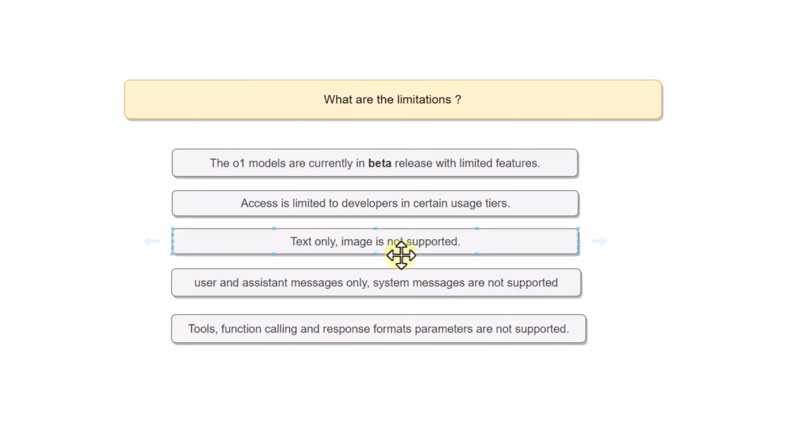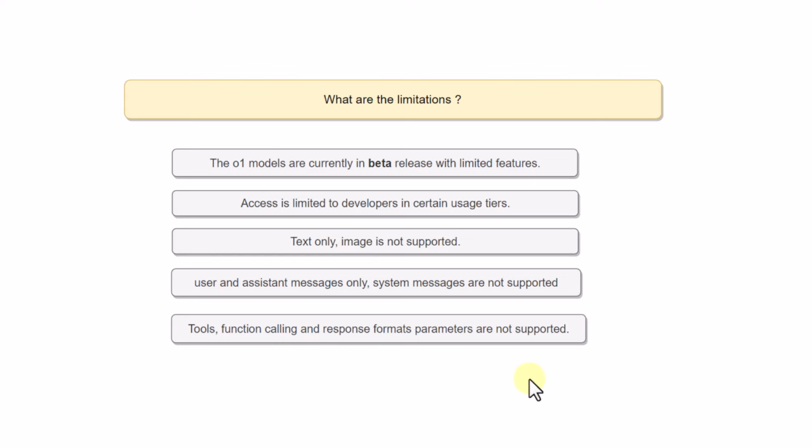The other thing is, as of now, only text is supported. Probably in a few weeks or a month, they would release more capabilities with these reasoning models, where they can support images and other things as well. As of now, only user and assistant messages are supported. We cannot pass any system message to these models. Also, the tools, function calling, and response format parameters are not supported.